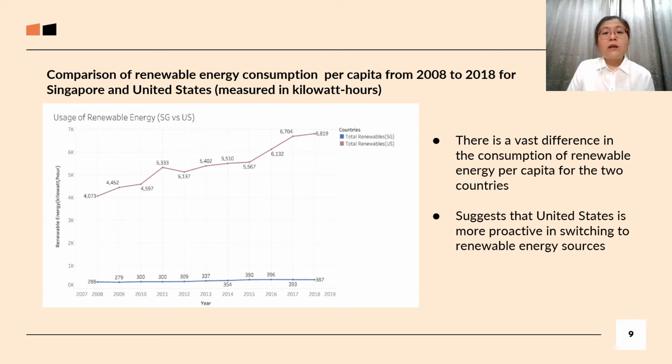This is also evident in our analysis of renewable energy consumption, as Singapore consumes much less renewable energy compared to the United States. This suggests that United States is more proactive into switching to renewable energy sources compared to Singapore. Nonetheless, Singapore has also put in the effort to use more renewable energy sources, as shown from the slight increase in its consumption of renewable energy.